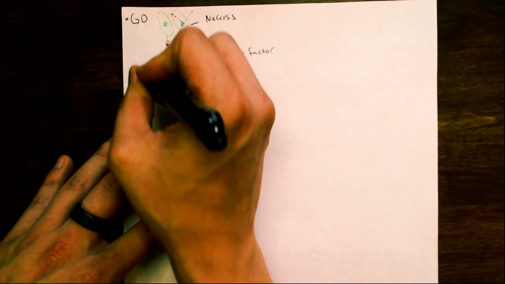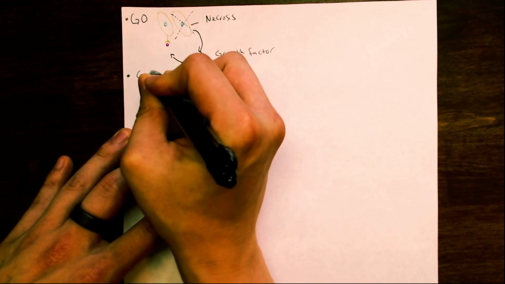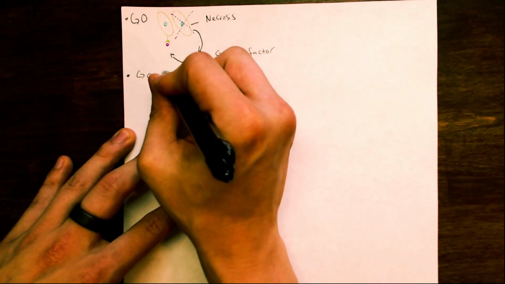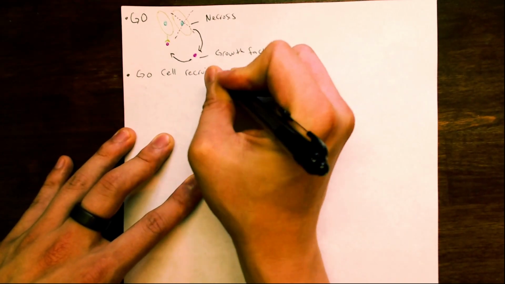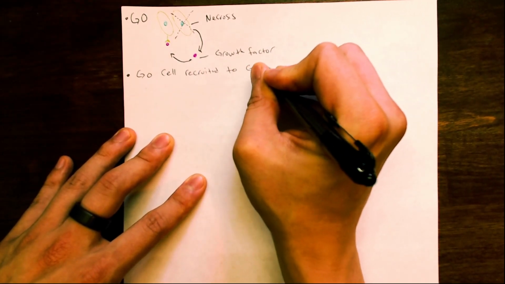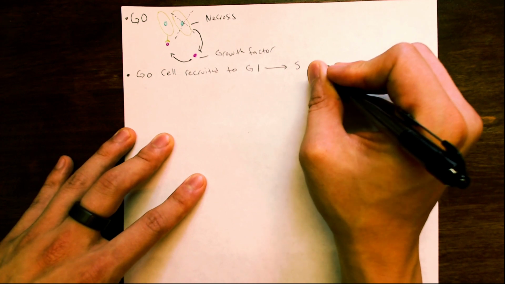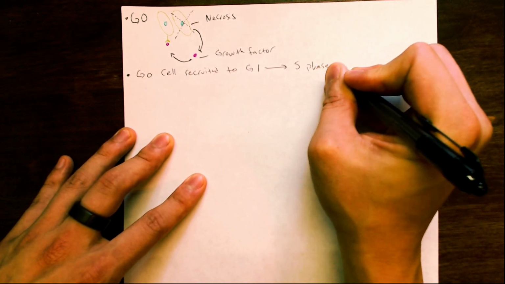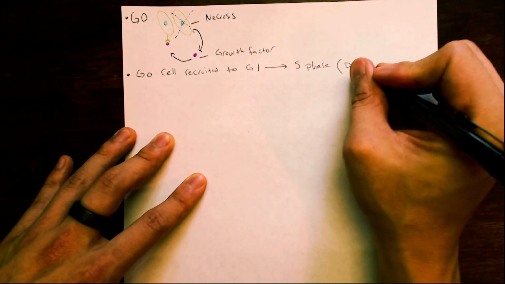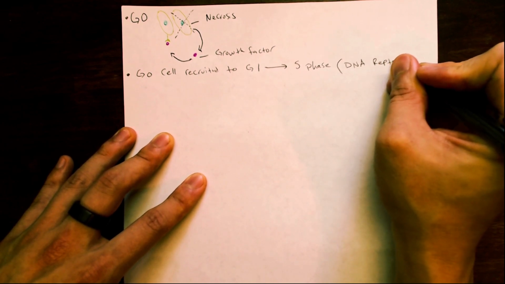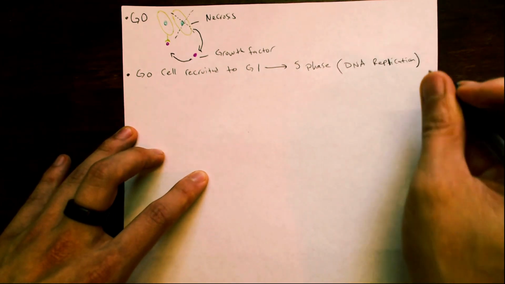Okay. So this G subscript 0 cell is recruited to G1 and then eventually transitions to the S phase. And we know what happens in S phase, that is DNA replication.